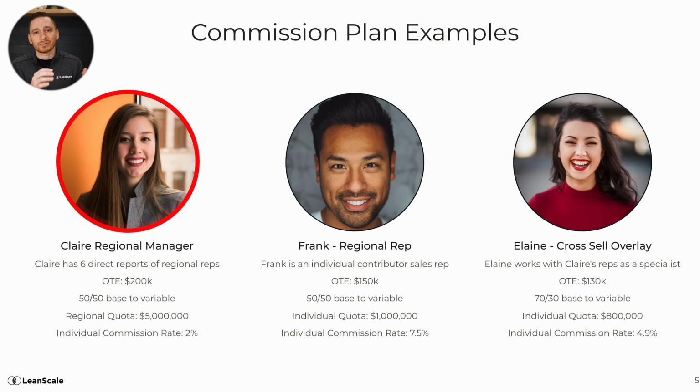So we take that $100,000, we divide it by that $5 million, and she's left with a 2% commission rate. So any deal that any one of her reps closes, she gets 2% of the annual contract value of that deal. This is a really good scenario where those individual commission rates come in handy.